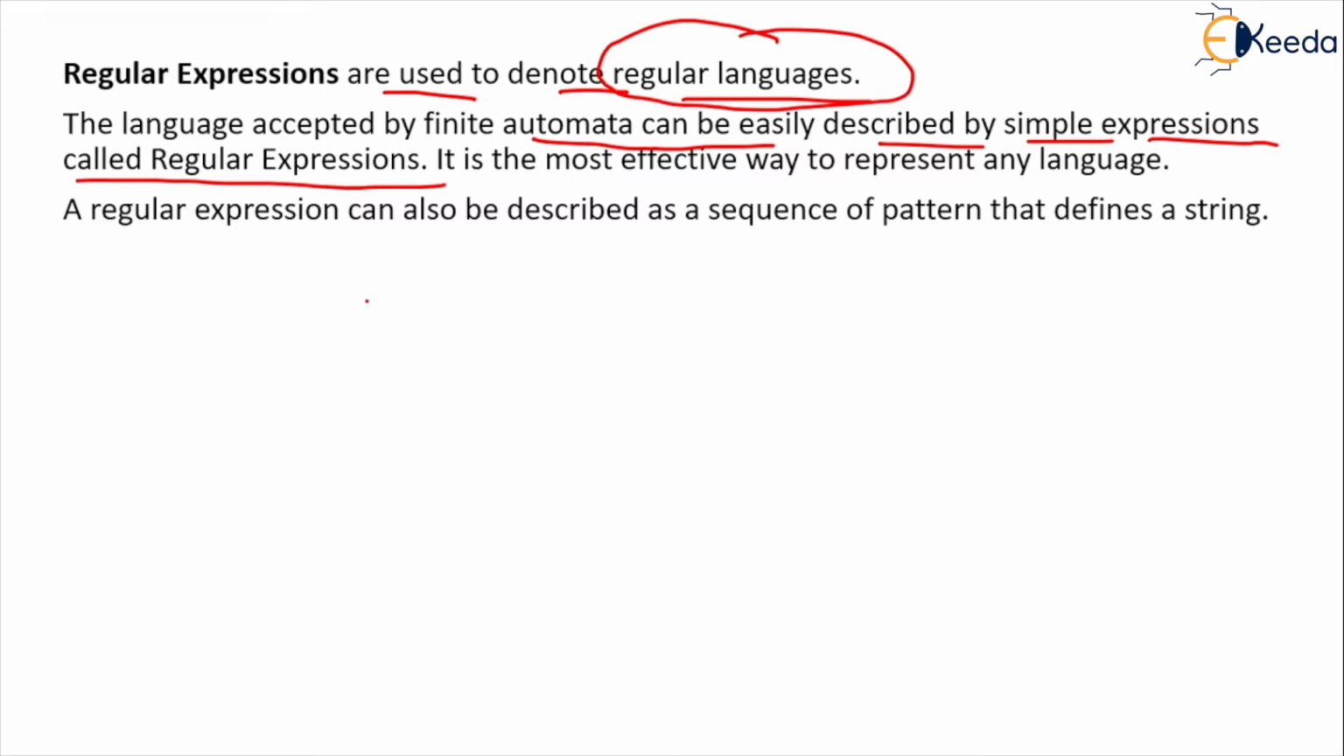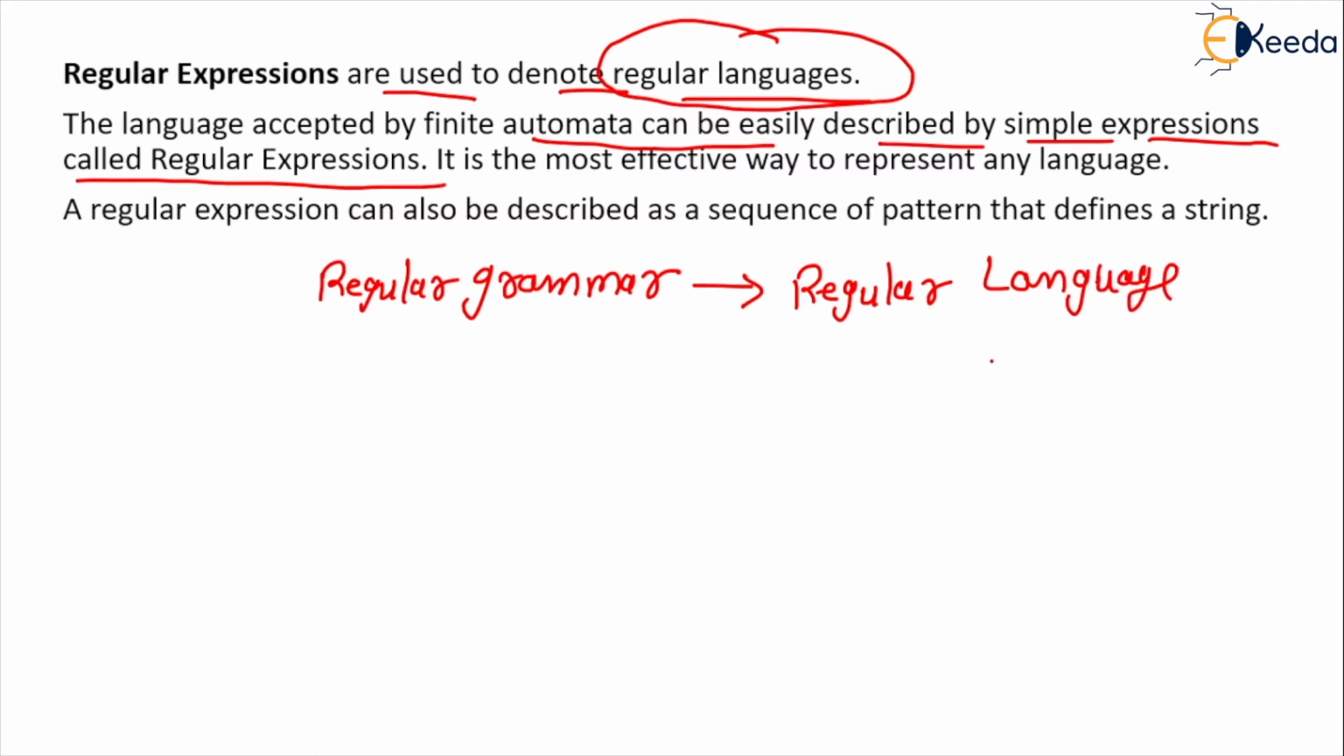We know the hierarchy. There is a grammar that is called regular grammar, and the language generated by this grammar is called the regular language. Got it? The language generated by the regular grammar is called regular language, and there is one representation of this regular language that is called regular expression.